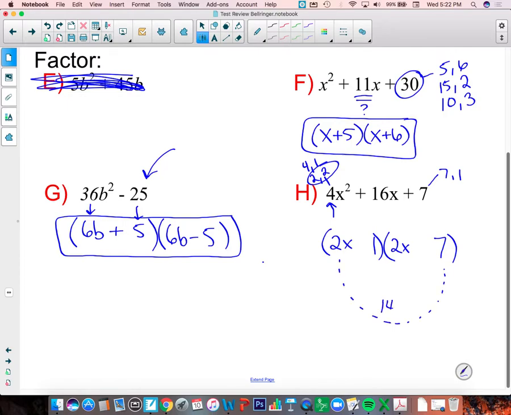So we get 14x there and 2x there. Does that add to get us the 16 in the middle that we want? Yes, it does. Sure does if we put both positives in there. Okay, that is factoring. Next slide.